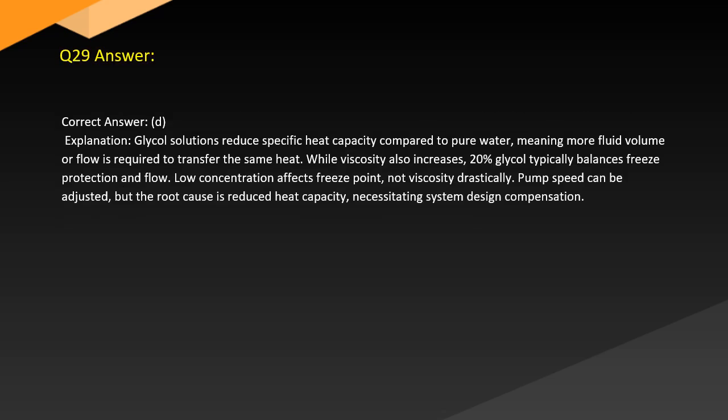Answer. Correct answer: D. Explanation. Glycol solutions reduce specific heat capacity compared to pure water, meaning more fluid volume or flow is required to transfer the same heat, while viscosity also increases. 20% glycol typically balances freeze protection and flow. Low concentration affects freeze point, not viscosity, drastically. Pump speed can be adjusted, but the root cause is reduced heat capacity necessitating system compensation.